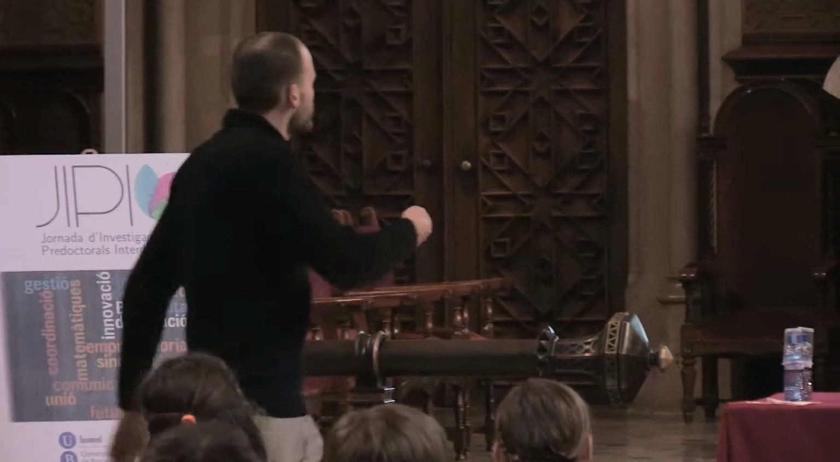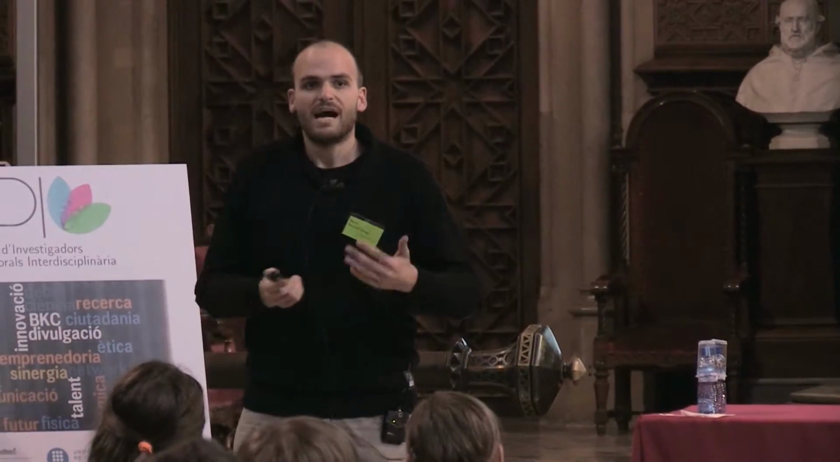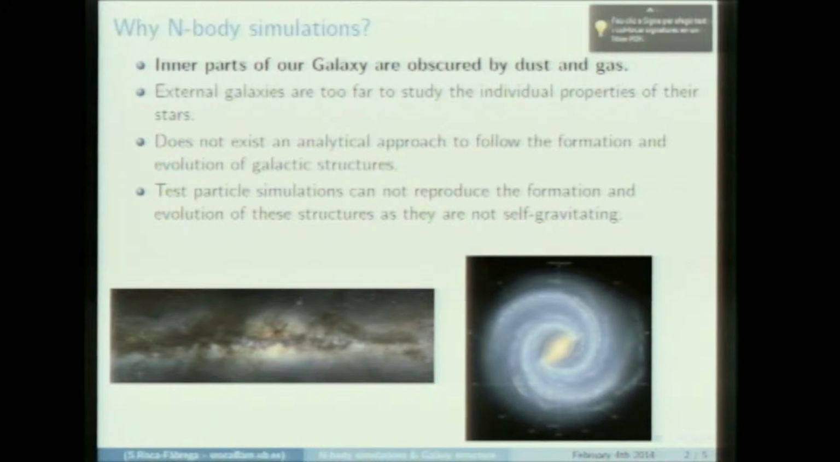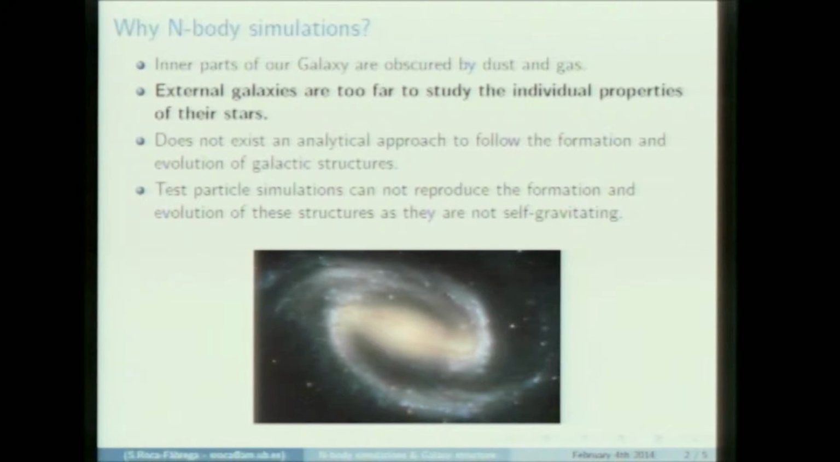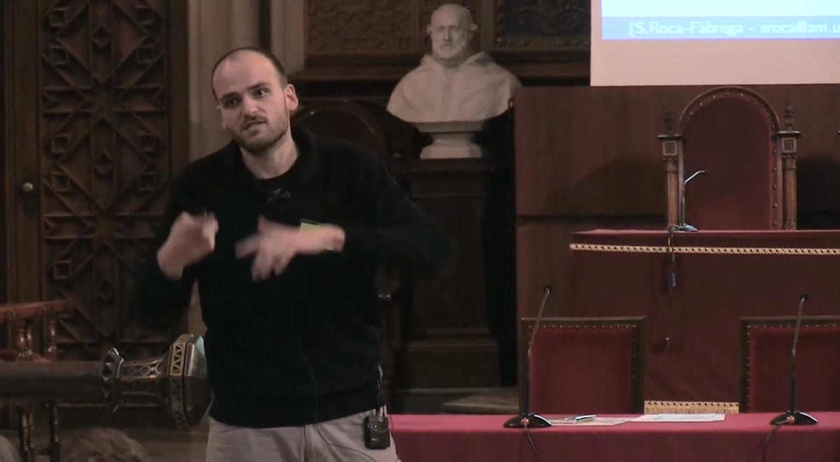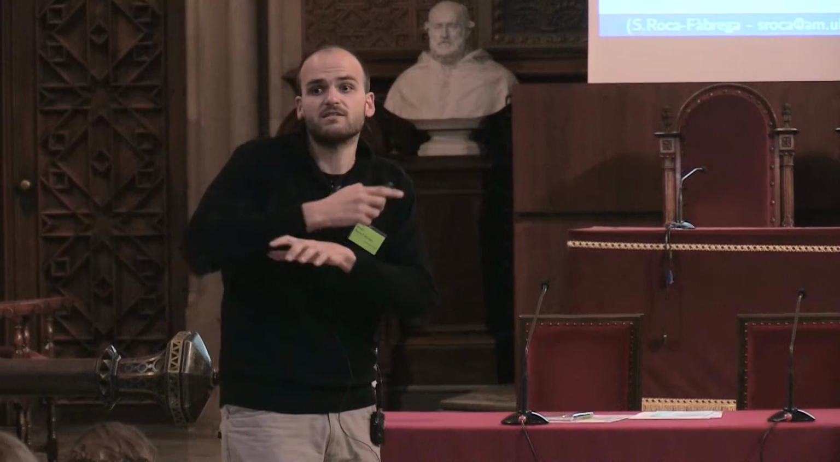We are using n-body simulations because the observations are not good enough to study these large-scale structures. Why? In our galaxy, the Milky Way, the problem is that we have a lot of dust and gas blocking the light from the disk, which is the place where the large-scale structures are. And in external galaxies, although we can see the bar, the spiral arms, and all the structure perfectly well if the galaxies are face on, they are so far that we cannot study the stars individually, and then we cannot see the kinematical properties of these stars, and we cannot see how the large-scale structures are moving.